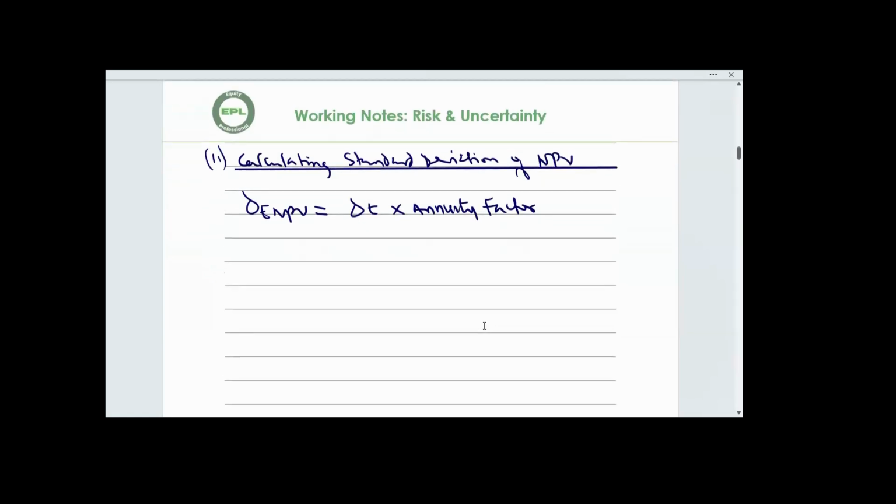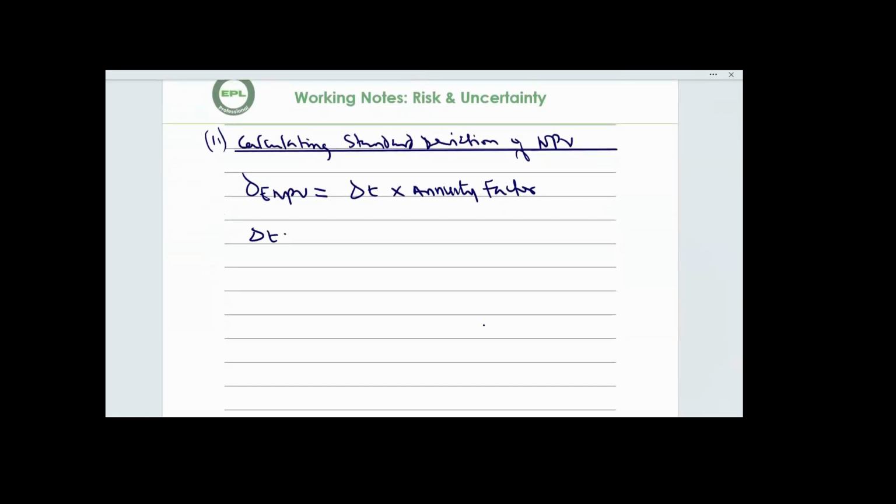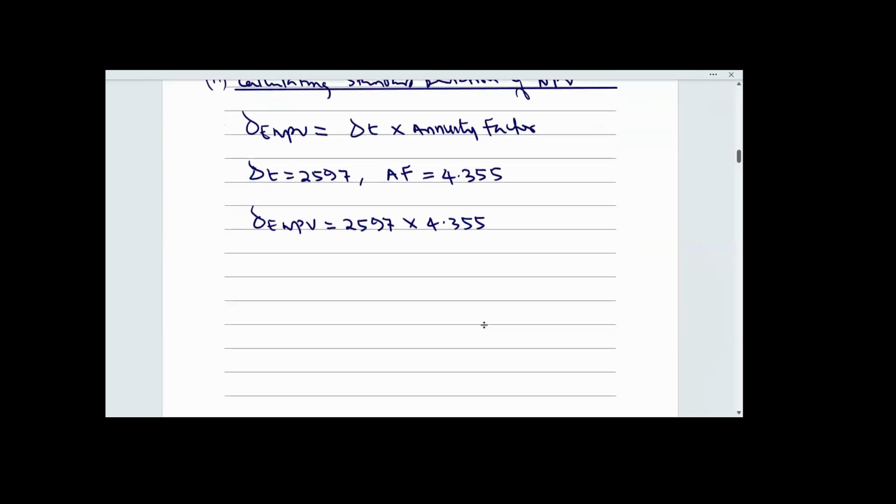So we have calculated the standard deviation to be 2597. We also calculated the annuity factor to be equal to 4.355. Therefore, the standard deviation of expected NPV will be 2597 multiplied by 4.355. Final answer, what do you have there? 11,310. So this represents the standard deviation of NPV.